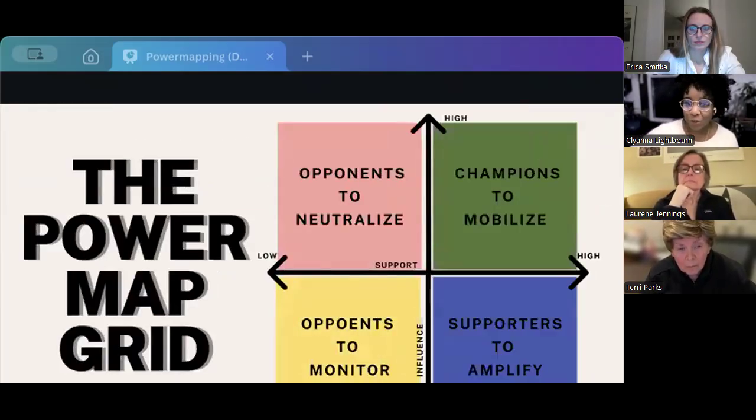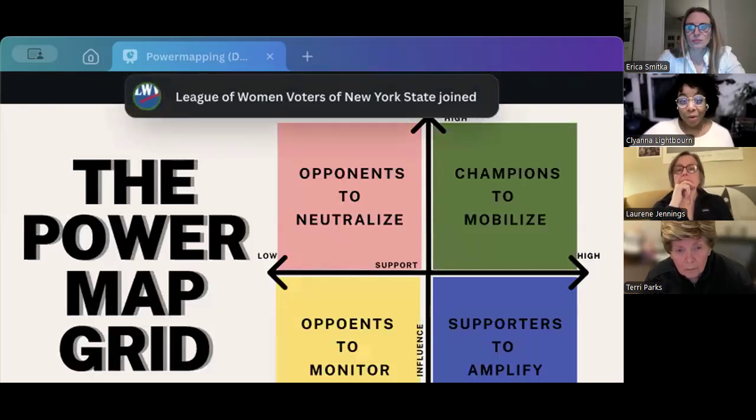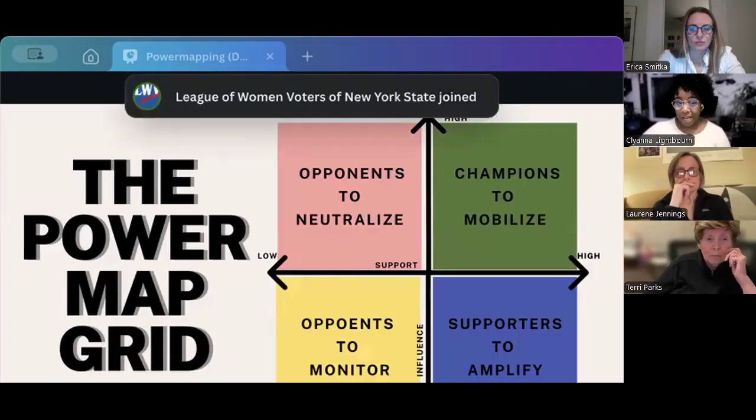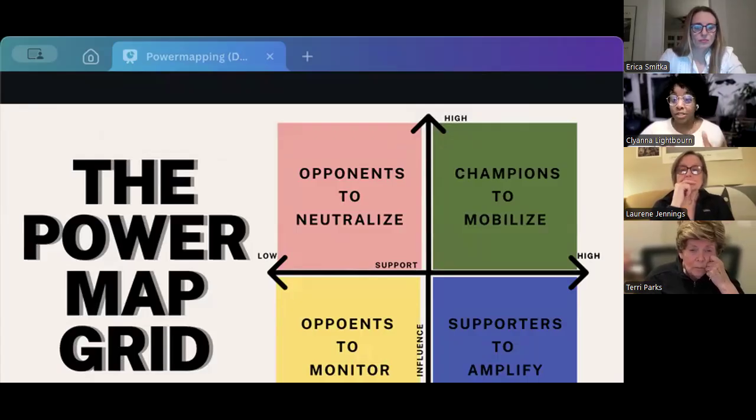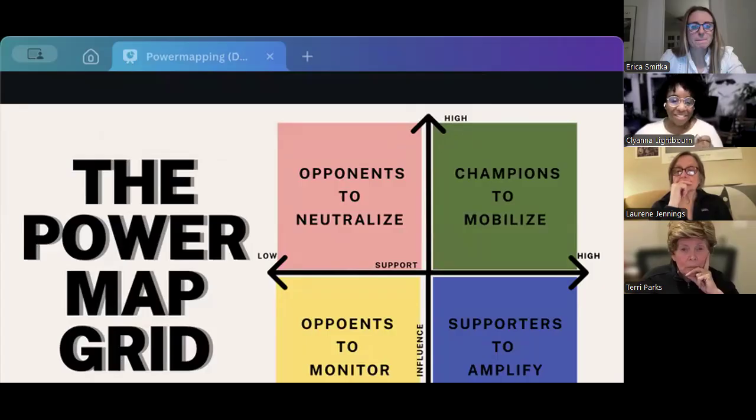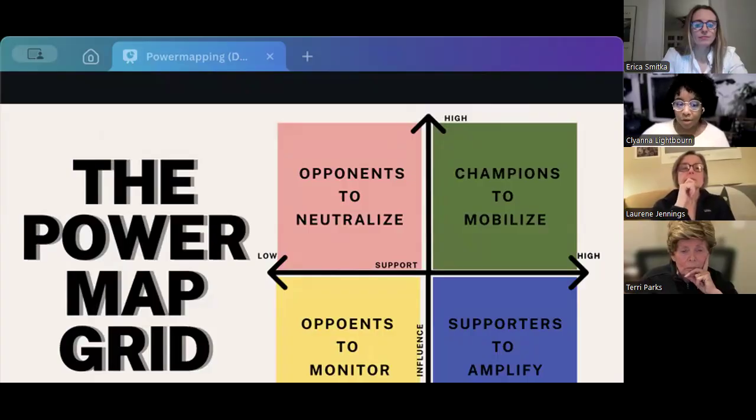I'll introduce you to our power map grid. This is our canvas. Everyone who affects the campaign, people, agencies, organizations, they all go somewhere on this grid. Going back to math days, the x-axis, or the horizontal axis, shows the stance from opposition to support. And then the y-axis shows their influence level, whether it's high influence or low influence.